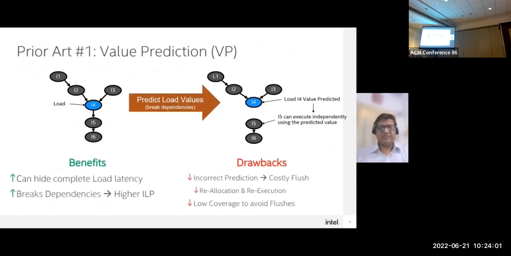Let's start with the first set of prior works which perform value prediction, or more specifically load value prediction. These schemes work by predicting the value of a load. This predicted value is then used by load dependents to execute independently of the load, thus allowing processors to hide the full latency of a load from its dependents. The main drawback of value prediction is that it results in costly pipeline flushes when the prediction is incorrect. Value prediction hence needs very high accuracy, which in turn reduces the overall coverage.